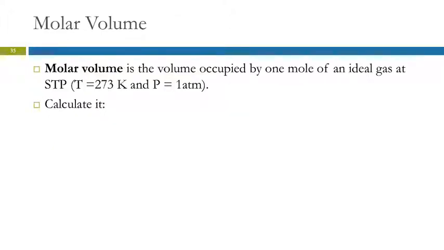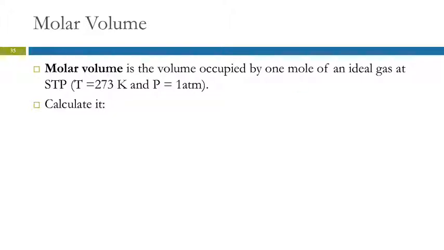Molar volume. We've talked about molar mass, right? Molar mass is the mass of 1 mole of substance. Molar volume is the volume of 1 mole. This refers to a gas at STP. So the volume of 1 mole of gas at STP. At STP, the temperature is 273 Kelvin and the pressure is 1 atmosphere. Let's calculate what that would be.